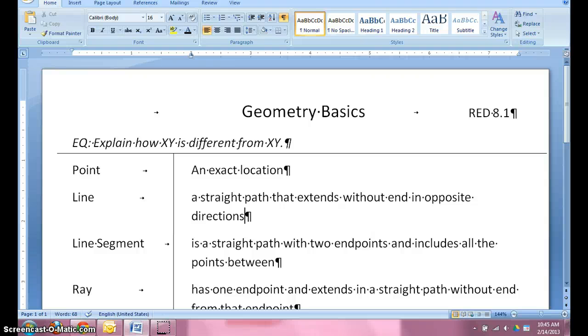Alright, these are your video notes for Geometry Basics for Red Chapter 8.1. Make sure you date your notes. Your essential question: explain how XY is different from XY.